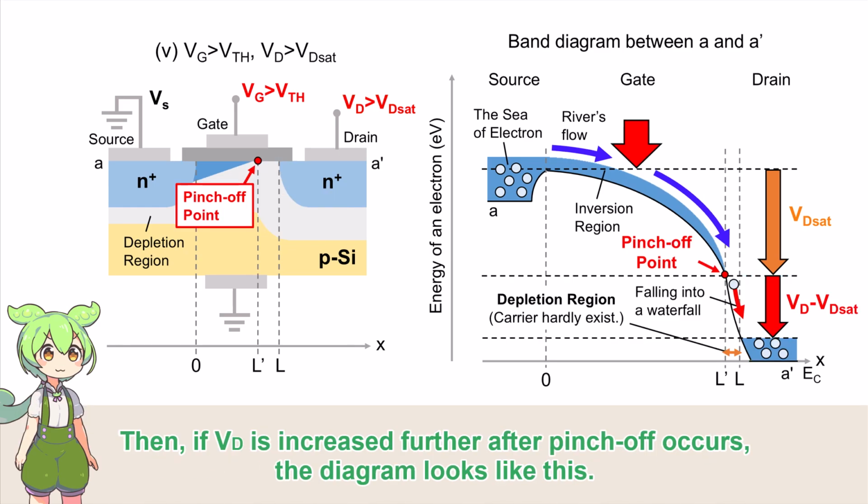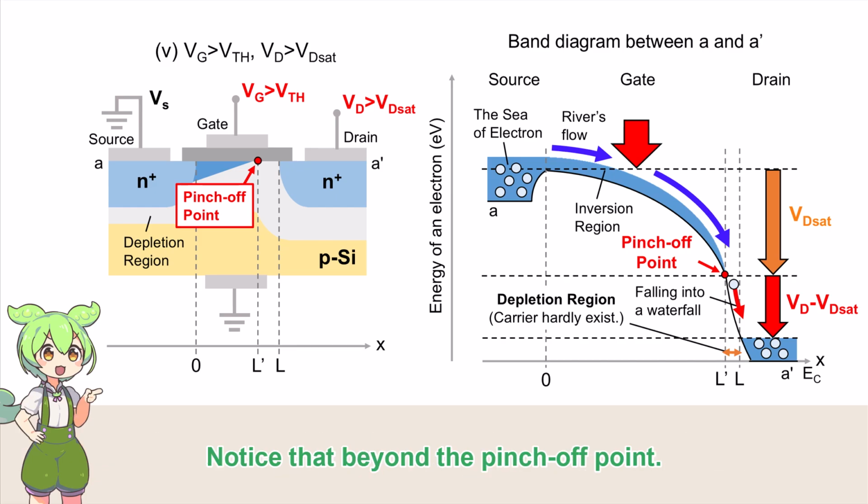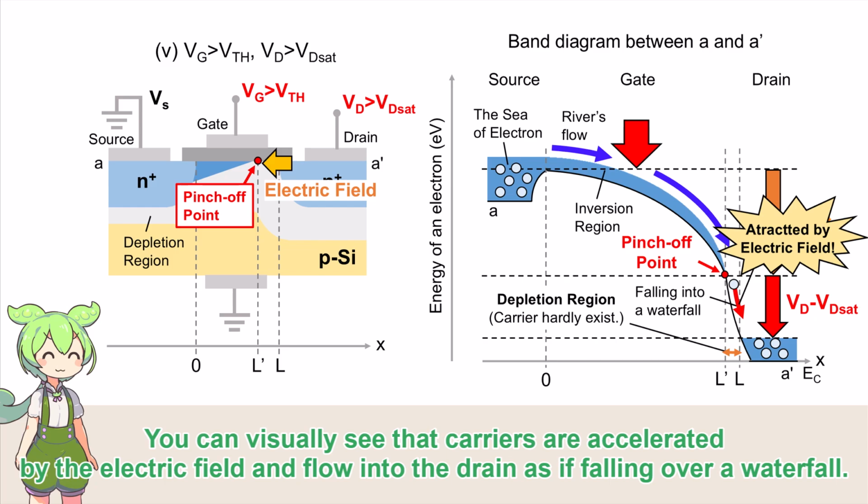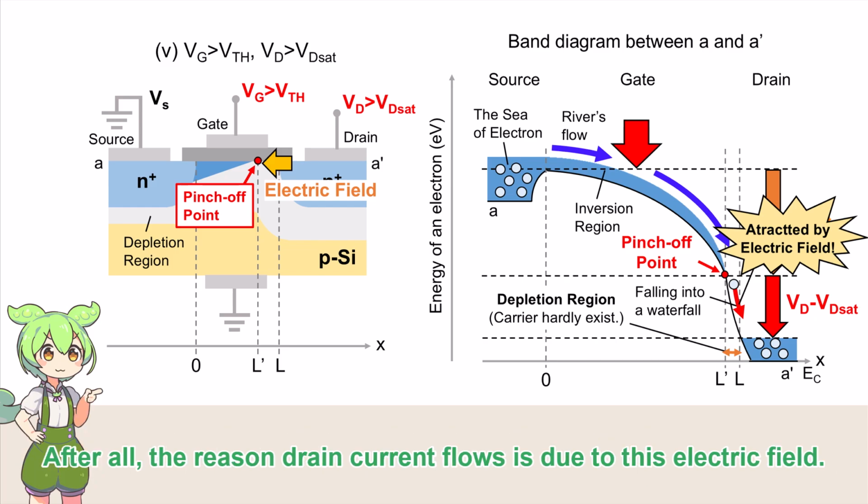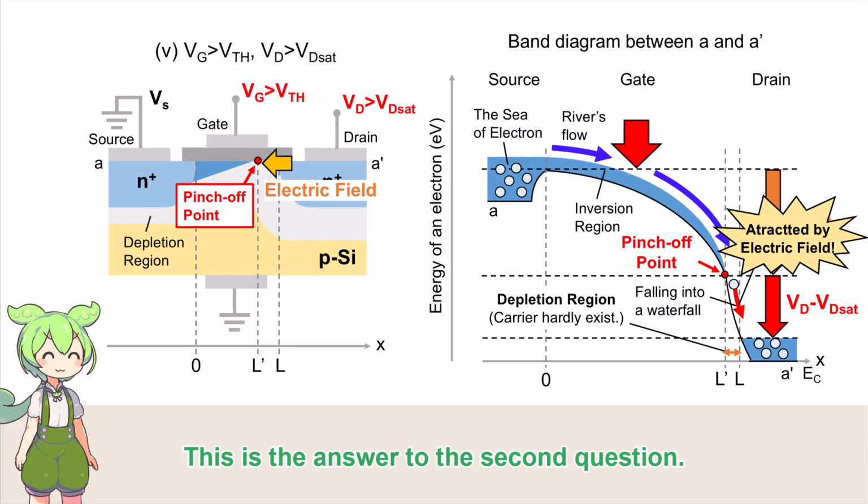Then, if VD is increased further after pinch-off occurs, the diagram looks like this. Notice that beyond the pinch-off point, you can visually see that carriers are accelerated by the electric field and flow into the drain, as if falling over a waterfall. After all, the reason drain current flows is due to this electric field. This is the answer to the second question.